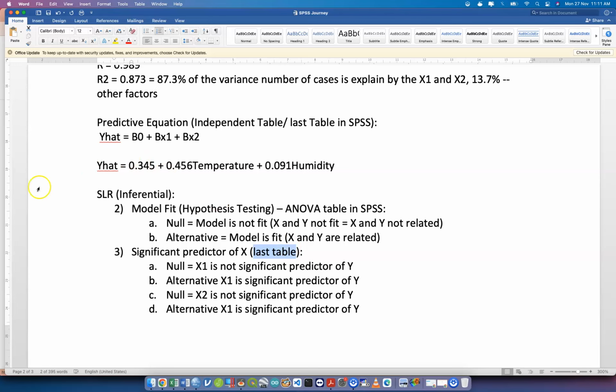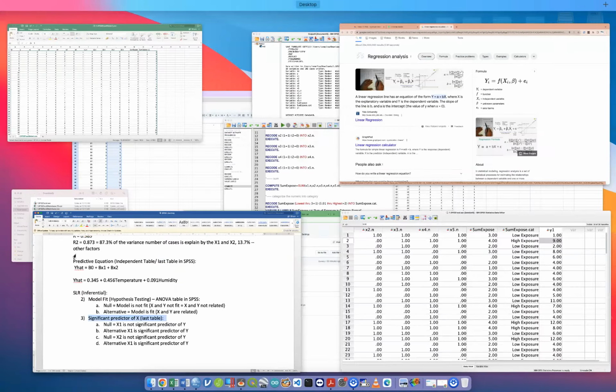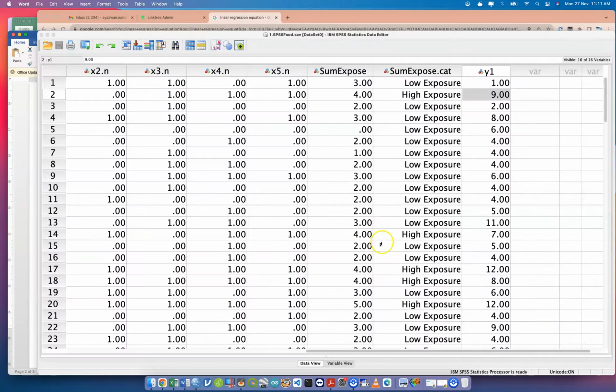So sometimes your predicted equation can be reported, but you must also understand that your predicted equation is correlated, independent and interrelated to the model fit and to the significant predictor. Sometimes the model is fit, but the significant predictors are not all significant. Only some have the ability to predict Y, but some cannot. Okay, let us go into the example so that you can get a clear idea.